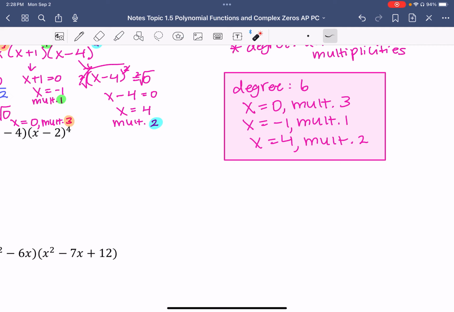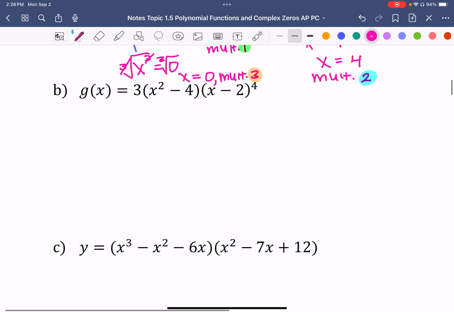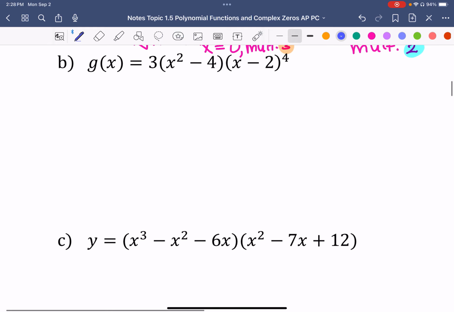Okay, let's go on to the next problem. Here we have g of x equals 3 times x squared minus 4 times x minus 2 to the power of 4. Okay, so if necessary, you can factor. On this one, you can do either or. You can factor that x squared minus 4, or you can solve it as is. I'll do both just in case, and then you can pick whichever you prefer.